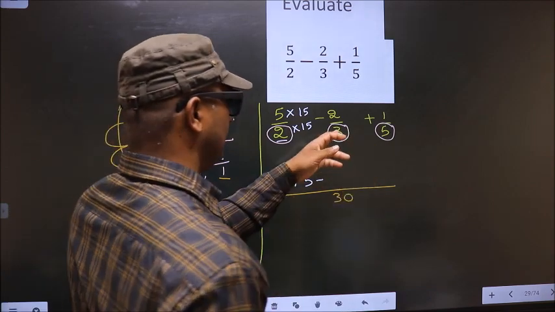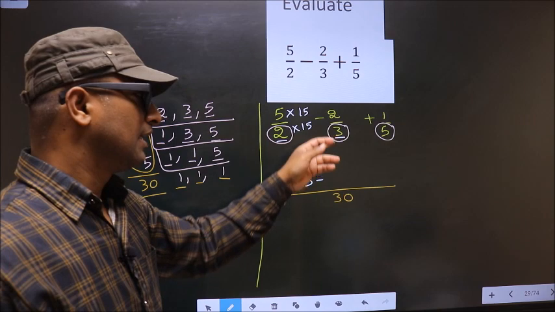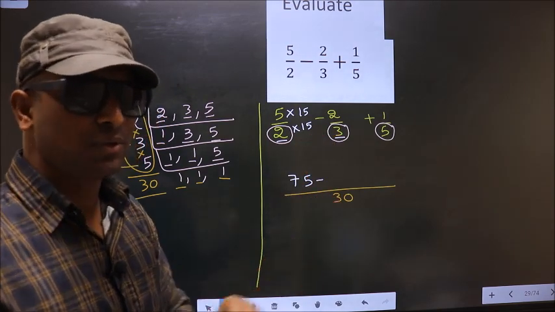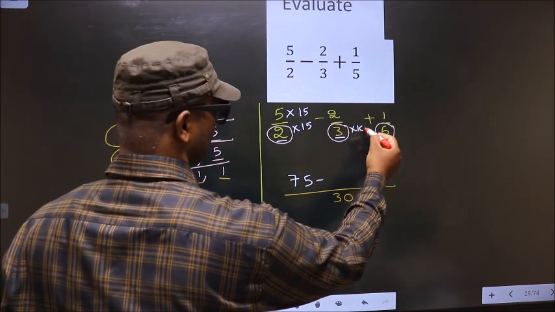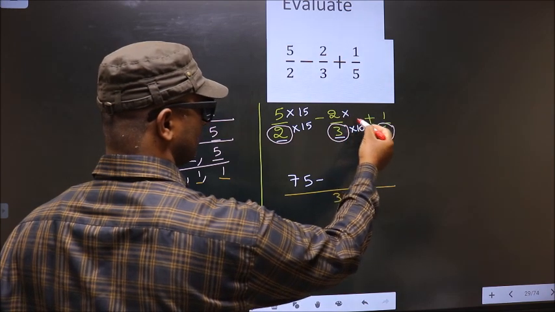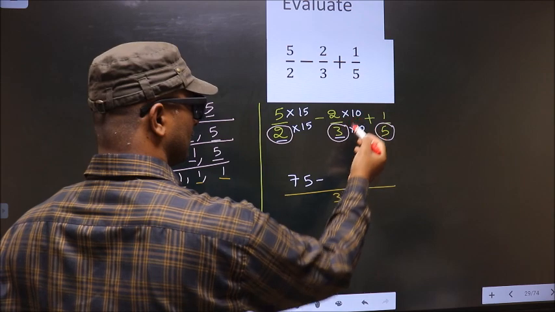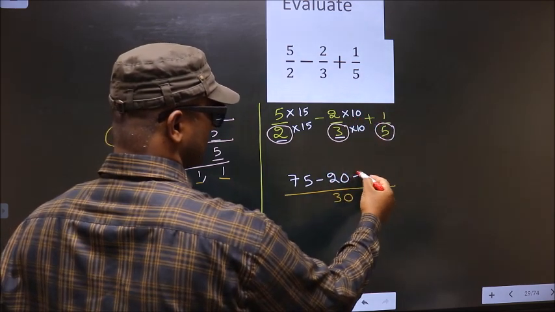Here we have 3. Here we have 30. Now 3 should change to 30. For that to happen, we should multiply by 10. Whatever number you are multiplying in the denominator, in the numerator also, we should multiply by the same number. So we get 2 into 10, 20. Plus symbol as it is.